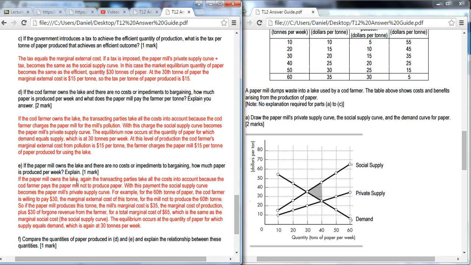But part E is the key point. Even though it's only worth 1 mark in this question, it's a key point for understanding. I want to make sure that you understand it. The question says, if the paper mill owns the lake, so the paper mill themselves own the lake, and there are no costs or impediments to bargaining, how much paper is produced per week?